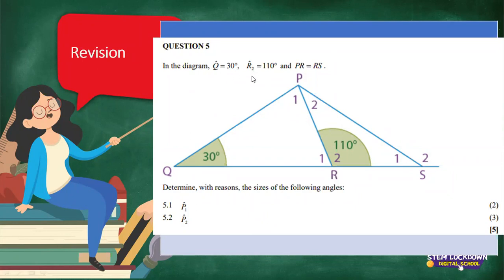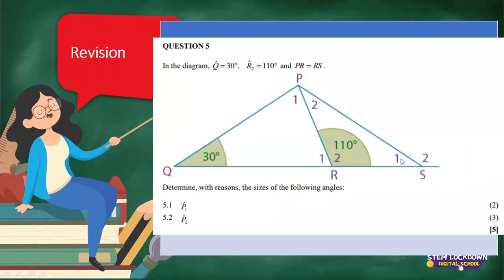So again, in the diagram, these three angles must add up to 180. That means angle R2, angle P2, and angle S1 must equal 180. If here is 110, and PR equals SR, then this angle must equal this angle. So we say 180 minus 110 gives us 70, and 70 divided by 2 gives us the value of P2 and S1.